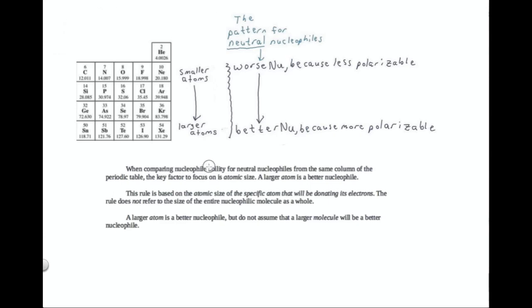When we are comparing nucleophile ability for neutral nucleophiles with elements from the same column of the periodic table, the key factor to focus on is atomic size. The larger atom makes the better nucleophile. This rule is based on the atomic size of the specific atom in the nucleophile that will be donating its electrons. The rule does not refer to the size of the entire nucleophilic molecule as a whole. A larger atom makes a better nucleophile, but you should not assume that a larger molecule will be a better nucleophile.